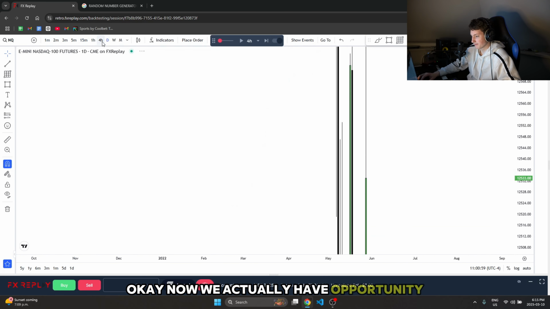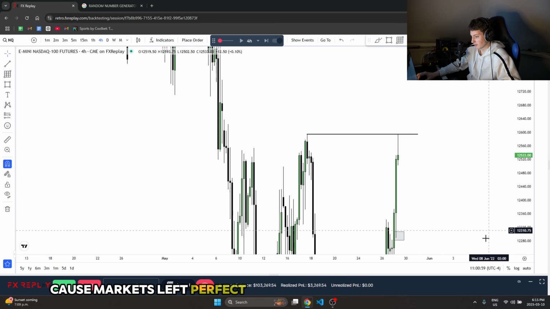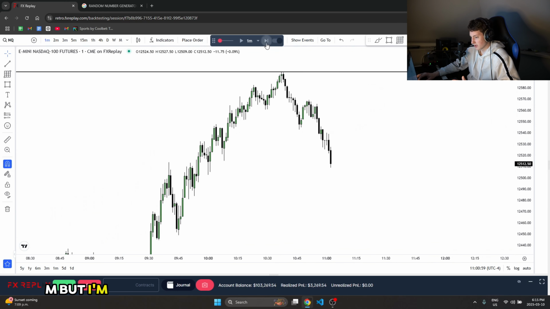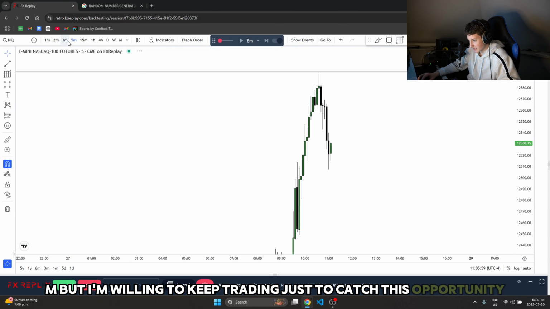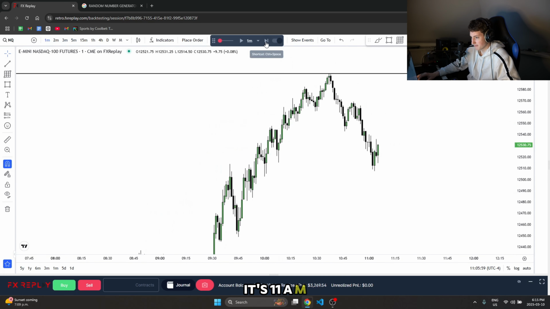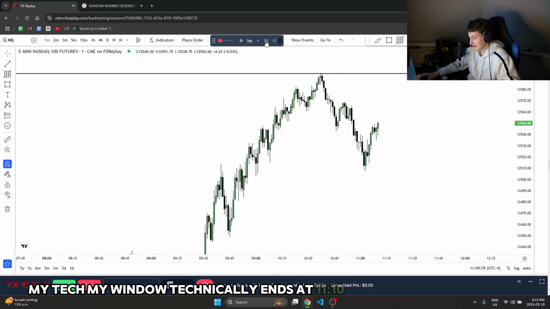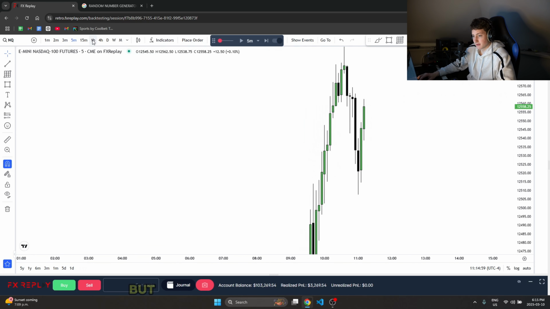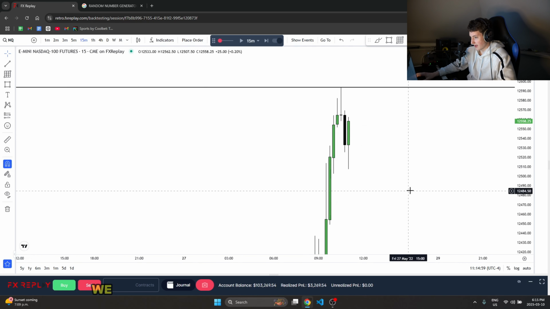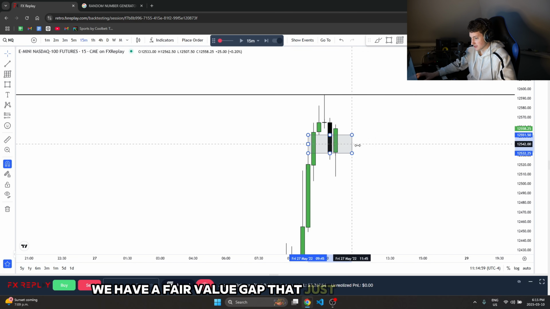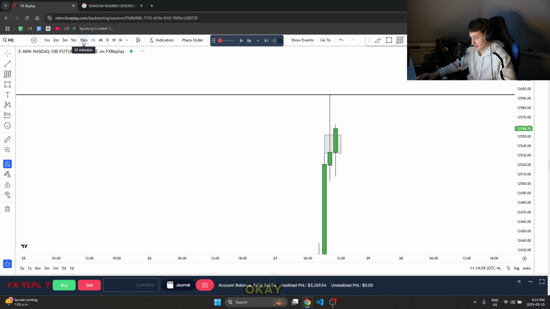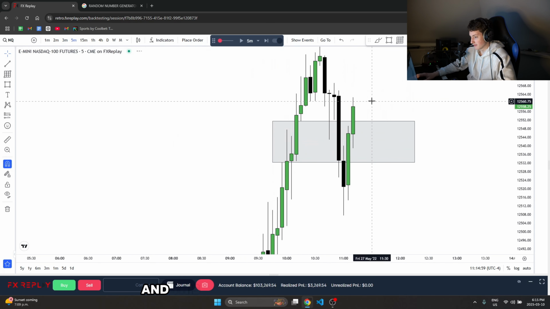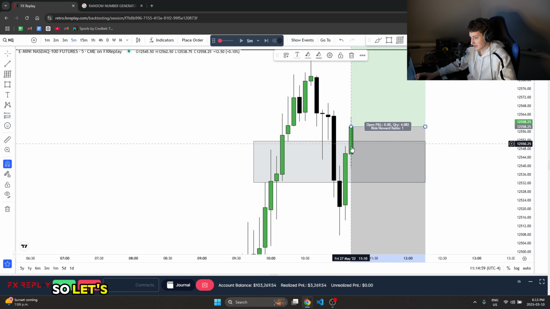Okay, now we actually have opportunity, because market just left perfect equal highs like that on the 4 hour. That is pretty insane. So it is 11 a.m., but I'm willing to keep trading just to catch this opportunity, if that makes any sense. My window technically ends at 11:10, which just hit right now. But just looking on the chart right here, we have a fair value gap that just held bullish. I want to see those equal highs get taken, and this 5-minute gap just got inversed. So let's give it a try.